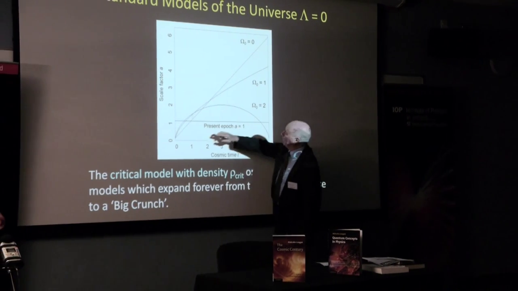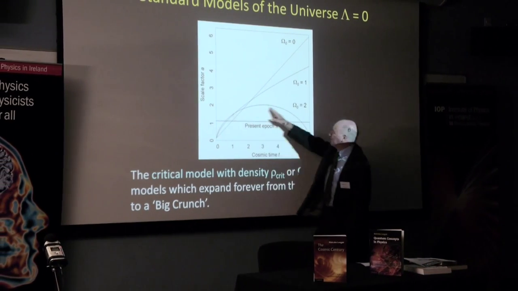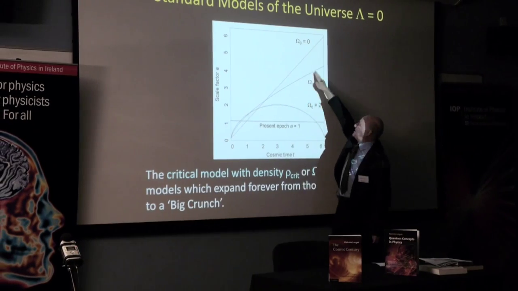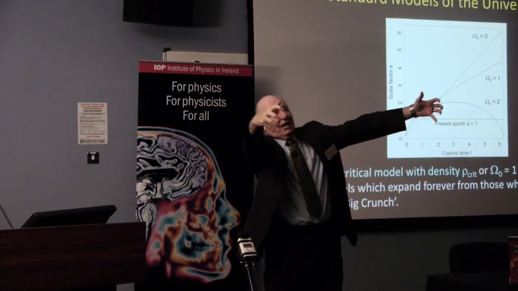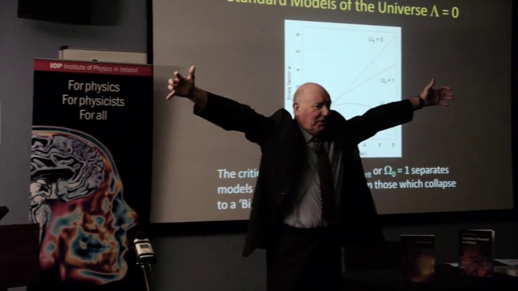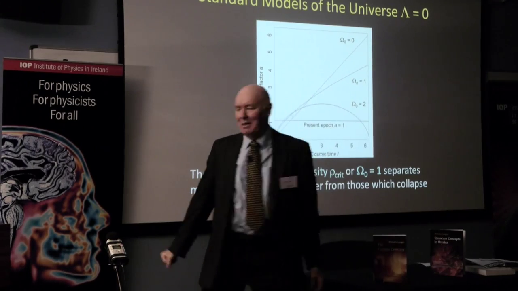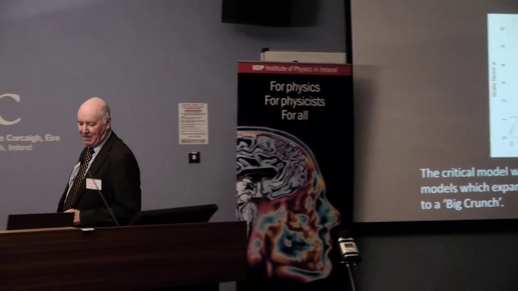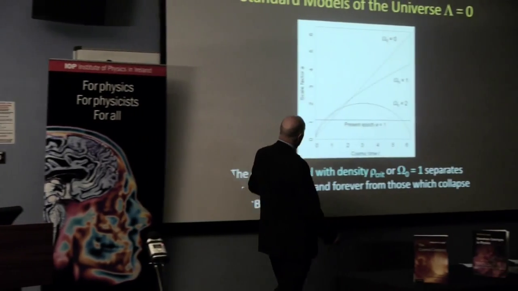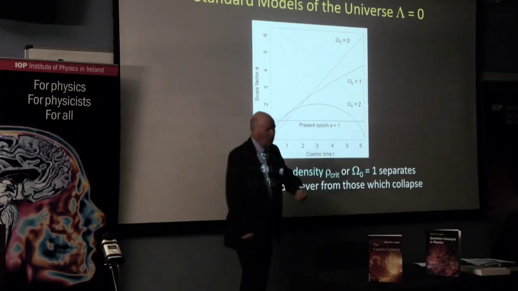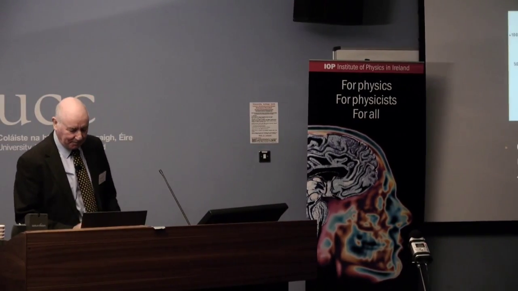But you can see here we've got an empty model where it just goes on forever. Here we've got one which collapses again, and here's the Einstein de Sitter, or the critical model, and that's the model which expands at the beginning, gets larger and larger, and gets to infinity and stops. So it's just the perfect analogy of escape velocity for the universe from its own gravity. Now, a great deal of attention has been attracted by this model here, the critical one, which just expands to infinity, as a reference model.